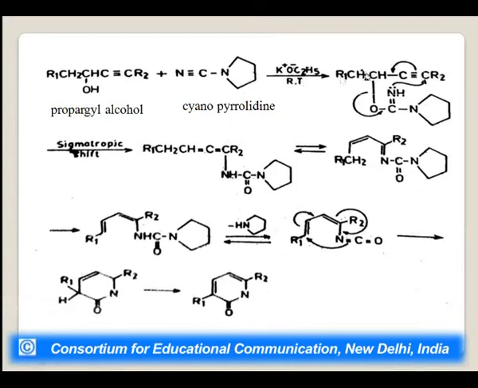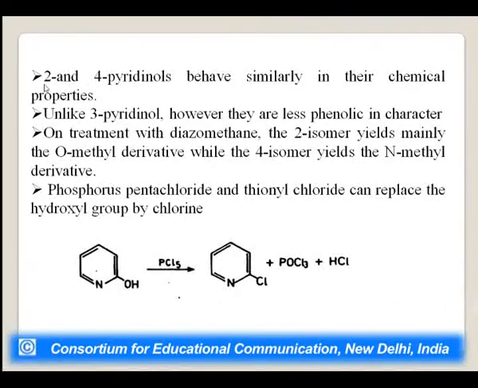First of all, what happens here? You can see potassium ethoxide, what kind of reaction proceeds? You can see here what kind of rearrangement is present. This lone pair can attack this because this pi electron gets attracted to this because of this rearrangement, and so we can see over here this sigmatropic rearrangement, and this kind of product will form after subsequent reactions or rearrangement. 2- and 4-pyridinols behave similarly in their chemical properties.